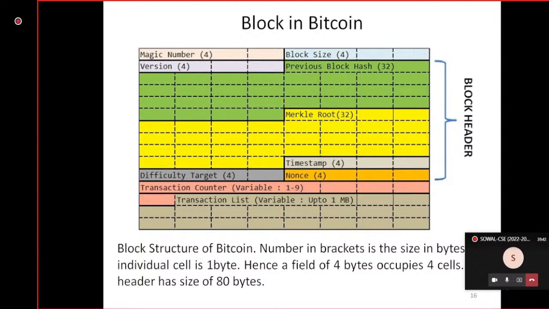Then we have the timestamp at which the block is created. Then the difficulty target, which is a number representing the difficulty level of that particular puzzle. Nonce is the solution to the puzzle, the number on which the puzzle is solved. Then there is a counter, how many transactions are in the block, and then the list of the transactions. This is the typical structure of a Bitcoin block.